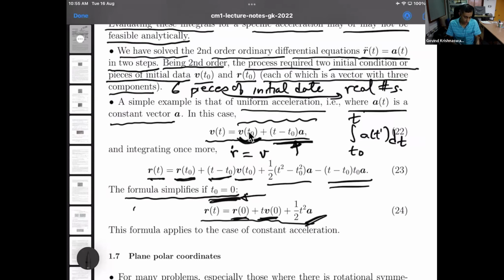But it's very important to bear in mind that this formula applies to the case of a constant acceleration. If the acceleration were not constant, the formula would be more complicated or even not expressible in such a simple way.